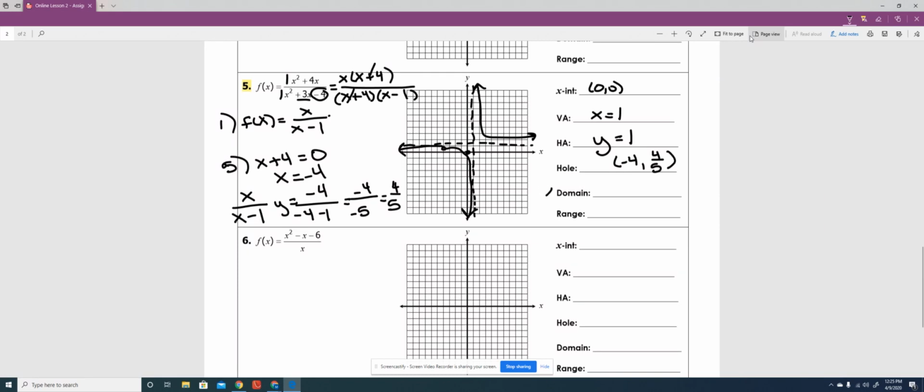So domain, remember my x values. My x values are restricted by our vertical asymptote, which was at 1. So x cannot be 1. And it's also restricted at my hole, and that was where x is negative 4. So x cannot be 1 or negative 4. Now my y values, remember, the range, the y values are restricted by the horizontal asymptote, and that was at 1. So y cannot be 1. And it's also restricted at my hole, and the y value at the hole was 4 over 5. So y can also not be 4 over 5. And that takes care of example number 5.